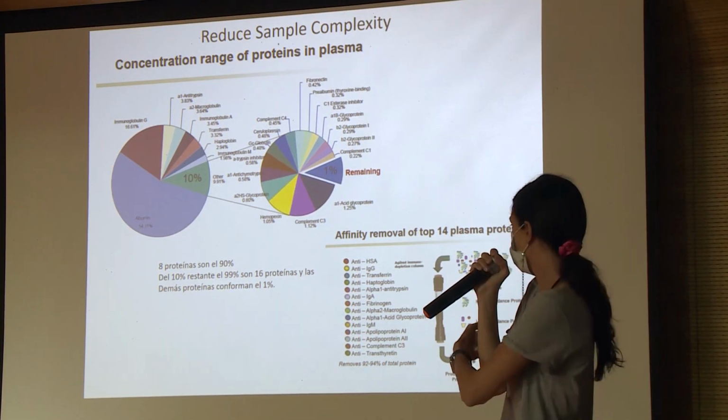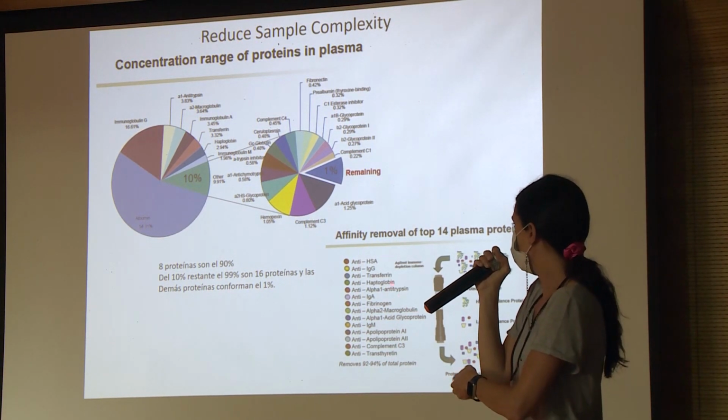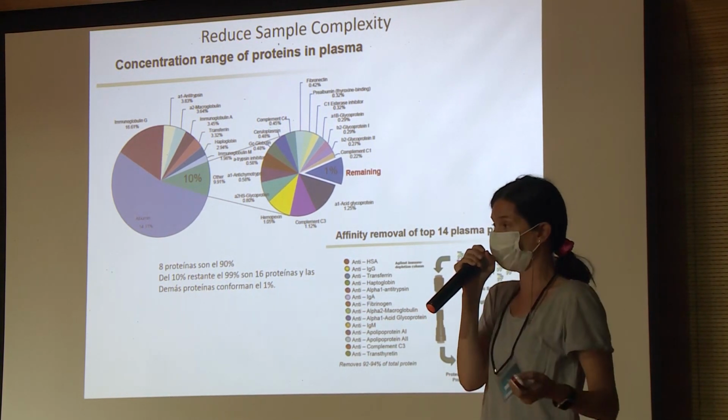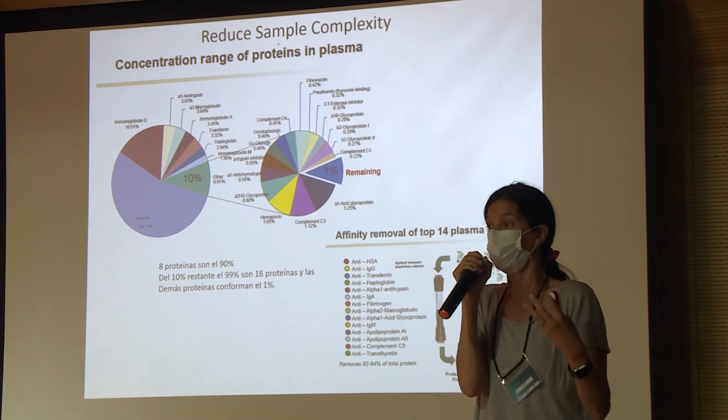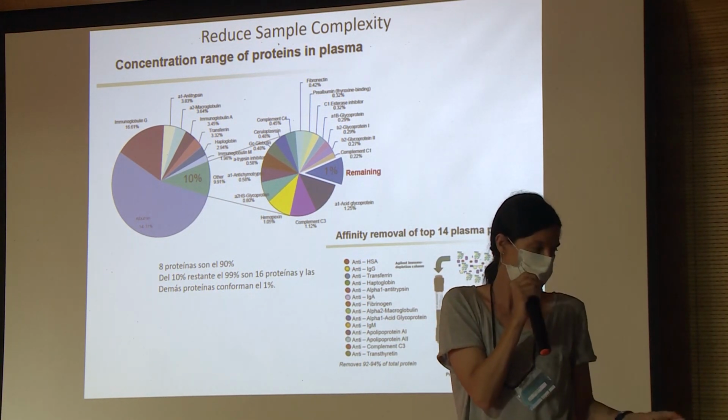So nowadays there are a lot of commercial kits that have antibodies to remove the top 14 plasma proteins, and that's the only way to go about looking for anything in plasma samples.